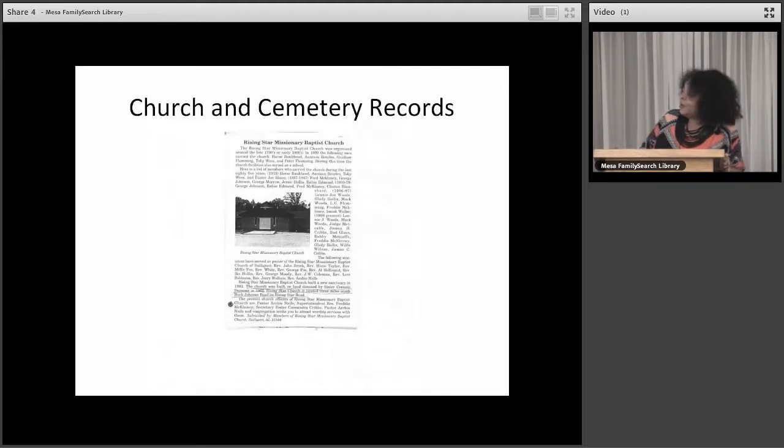Church and cemetery records. This is Rising Star Baptist Church. As I said, my great-great-grandfather provided the land for the church, and at that time the Rising Star School. And if you follow it down, all the underlined names, all relatives. I think they made a mistake and said that the church had been there since 1799, but I think they had that a little wrong, because I don't think Alabama became a state until the 1830s.